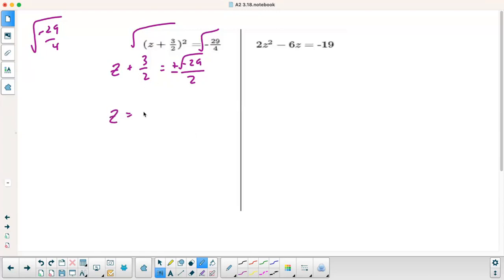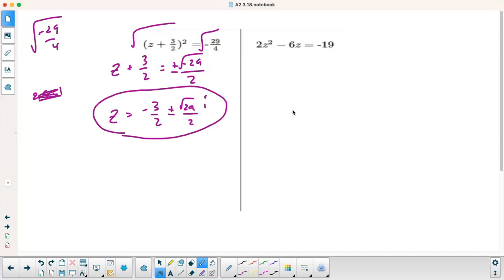Move the 3 halves over to the right, so it becomes negative. Let's rewrite this as square root of 29i over 2. And actually, this is a little bit easier because there's nothing to simplify. 29 is a prime number, so the only factors of 29 are 29 times 1. So there are no perfect squares that you can get out of there. So we're good. All right. So obviously I have 2 non-real solutions.